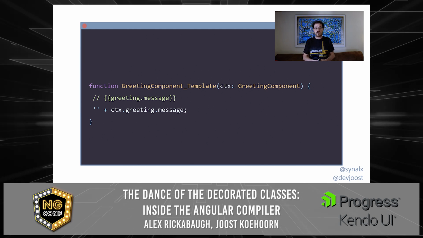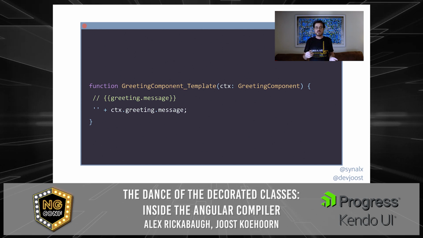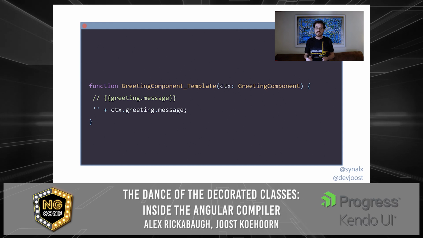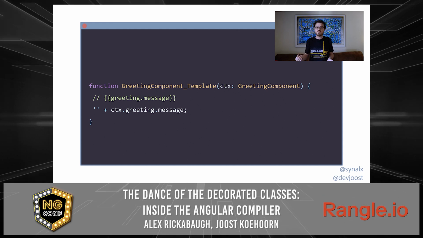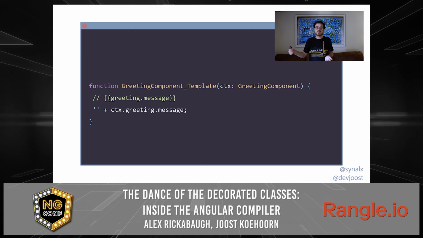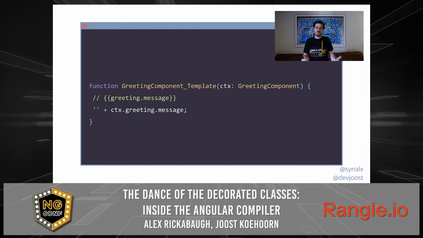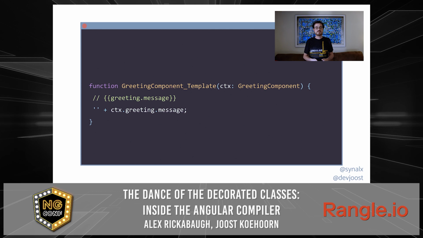So in this type check block, we've expressed the text binding as a bare expression. It reads the greeting field off of the component called CTX. And if the component does not have a greeting field, TypeScript's going to complain about this. It then reads the message property off of context.greeting. And again, if message doesn't exist, TypeScript is going to yell about that too.